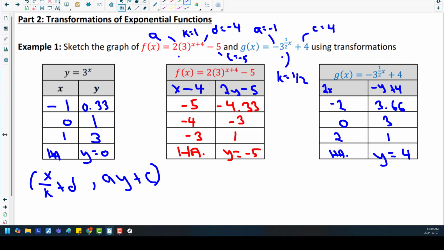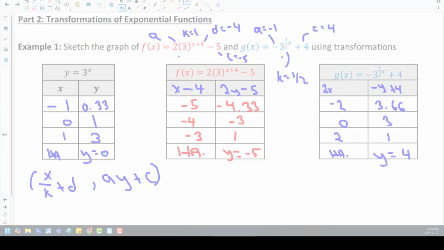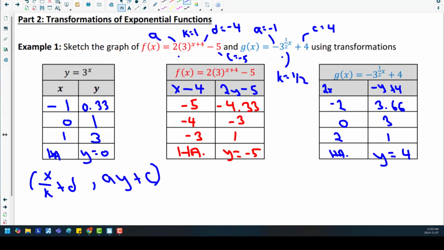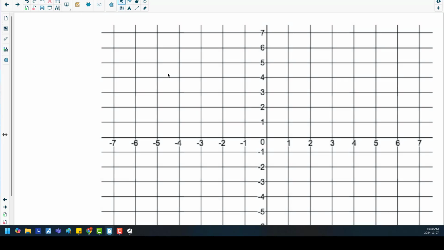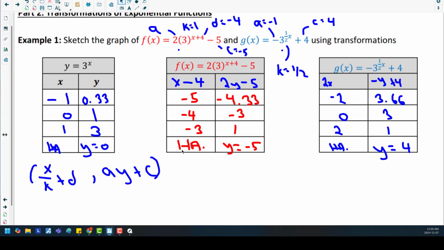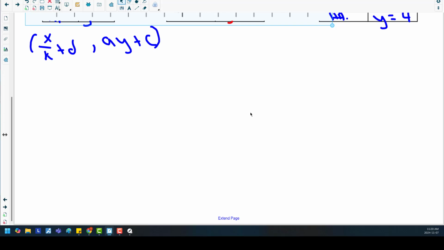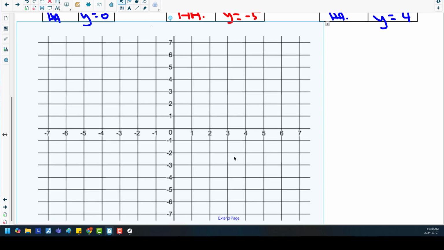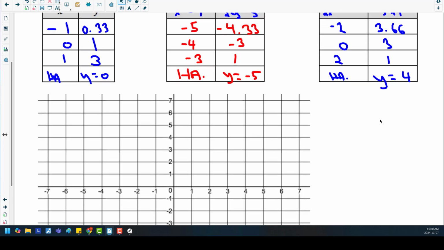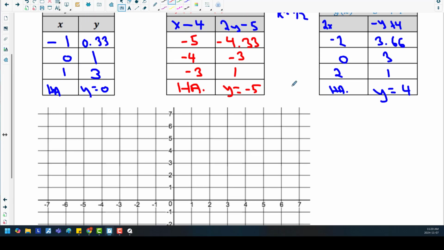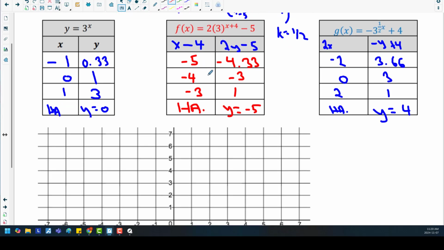Now that we've made our table of values, we need to graph these functions. So let's take a graph. Actually, you know what? Hold on. Let's paste it here. All right. So f of x will be in red.